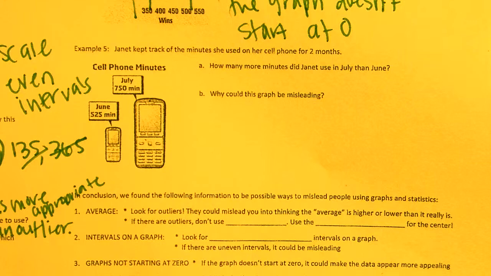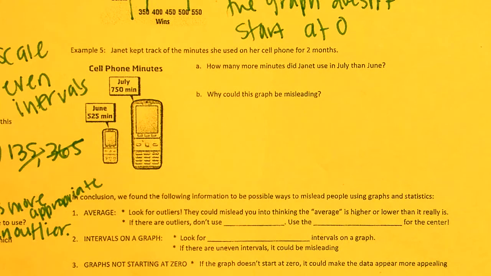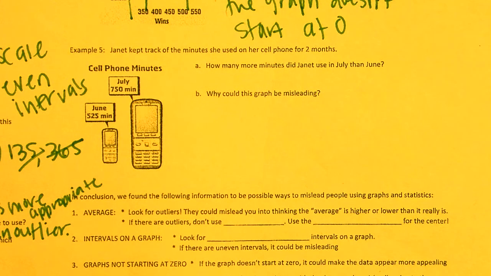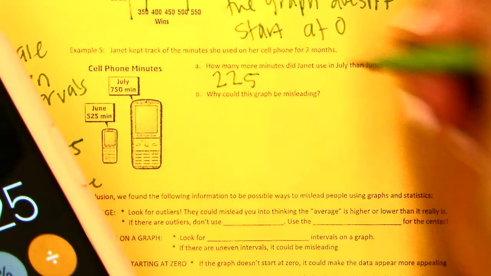Example 5 says Janet kept track of the minutes she used on her cell phone for 2 months. How many minutes did Janet use in July? How many more minutes did Janet use in July than in June? So in July she used 750. In June she used 525, so she used 225 more minutes in July than in June.